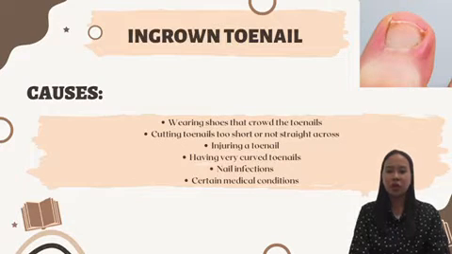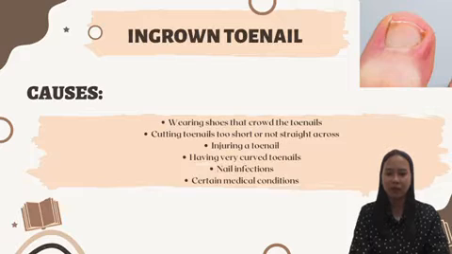Ingrown toenail or onychogryposis are claw-type nails that are characterized by a thickened nail plate and are often the result of trauma. Causes of ingrown toenail: wearing shoes that crowd the toenails, cutting toenails too short or not straight across, injuring a toenail, having very curved toenails, nail infections, and certain medical conditions.